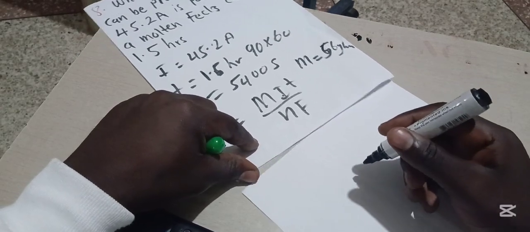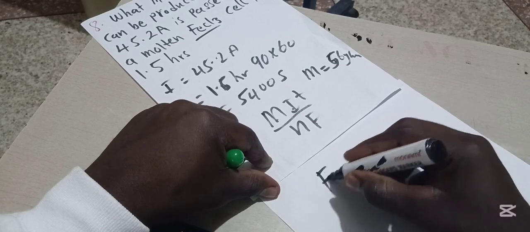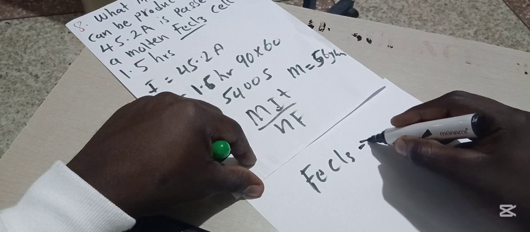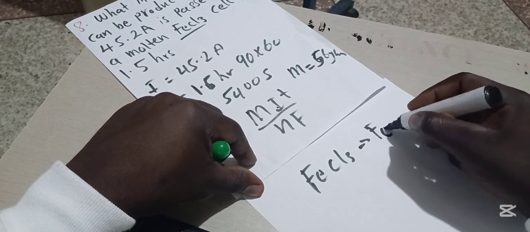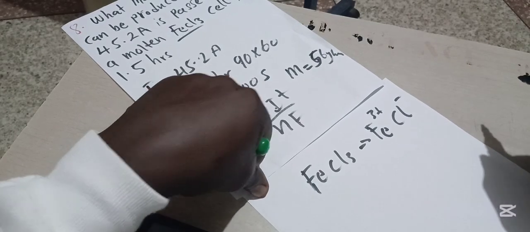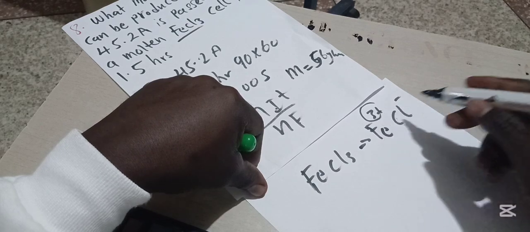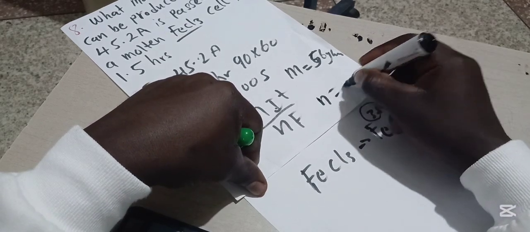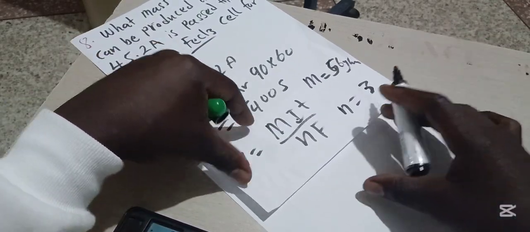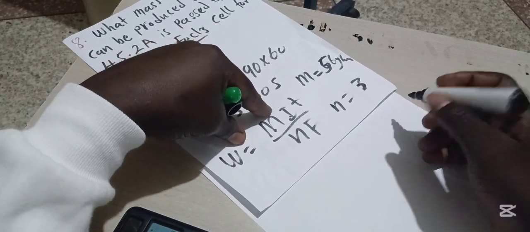I prefer always breaking the sample given to us, like iron trichloride, into its component ions. So FeCl3, when I break it into its ions form, I'm going to get Fe3+ and Cl-. So after this, our n is simply the charge on the cation, which is 3. So in this case, our n equal 3. Then now we can go ahead and calculate the mass of iron produced.